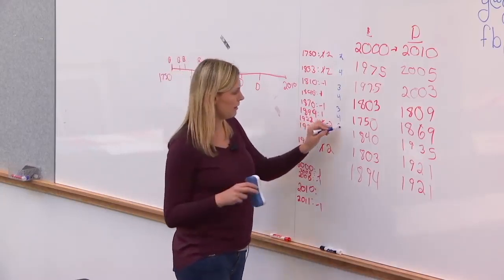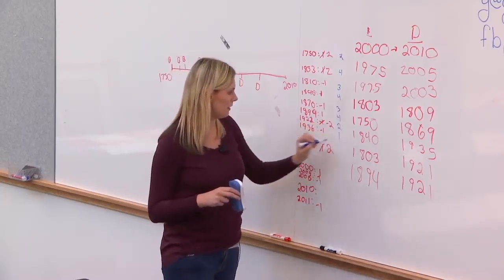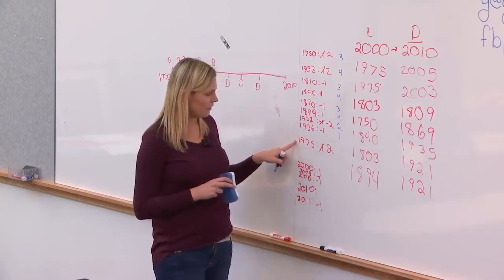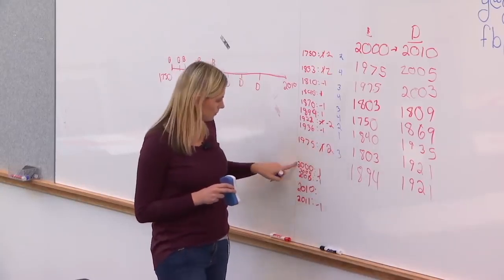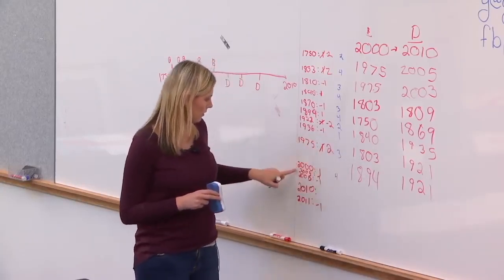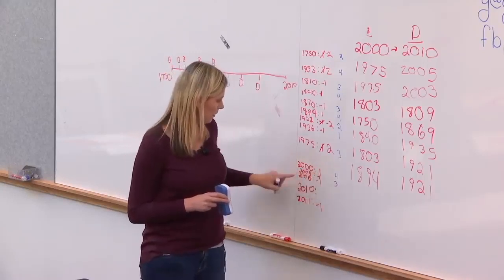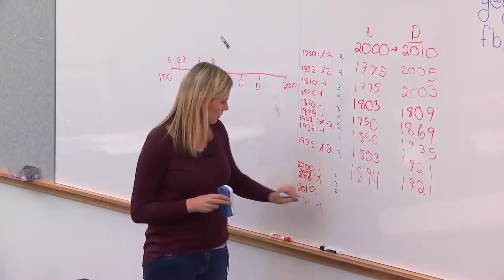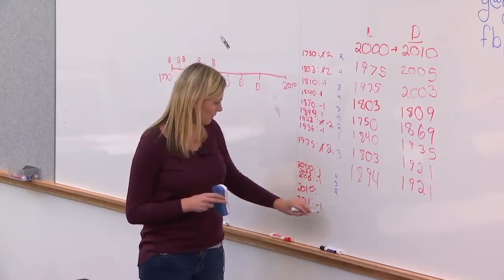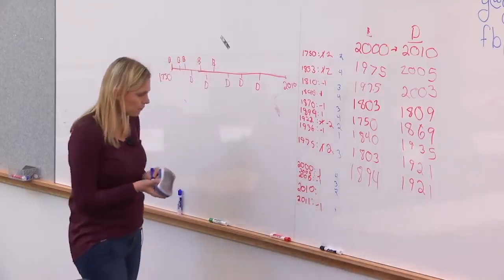1922, 2 people die, down to 2. 1936, down to 1. 1975, 2 more people born, up to 3. 2000, up to 4. 2004, down to 3. 2005, down to 2. And 2011, down to 1.